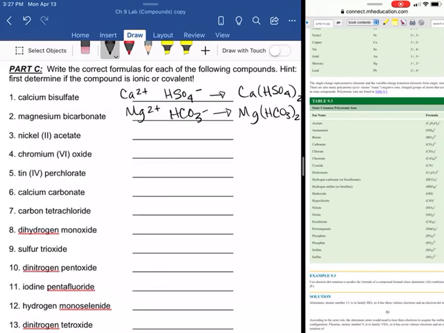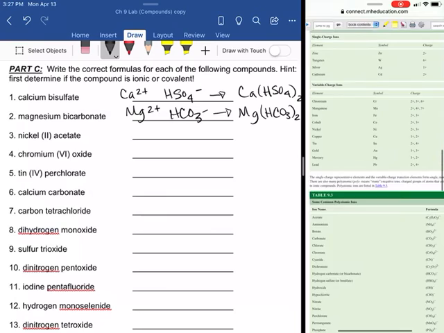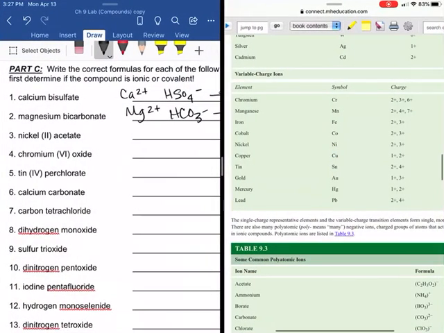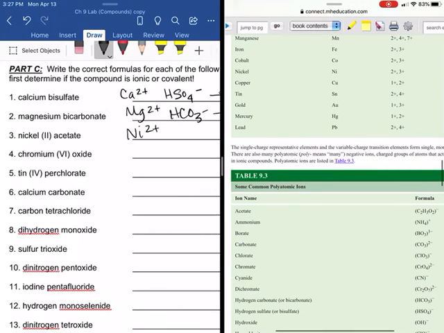See this one that says nickel 2 acetate? What does that 2 mean? So that's kind of getting into this table up here, table 9.2. Nickel with the Roman numeral 2 means Ni2+. And acetate is one of these polyatomic ions.